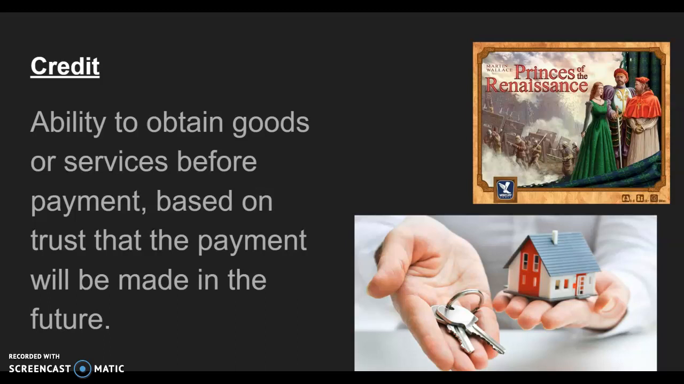A lot of you are like, well, what if that trust is broken? What if you try to buy that house, but then you're not able to make the payments on time, and then you never pay off the house? Well, a lot of times the bank will be able to seize your house. A lot of times the bank will be able to seize your car. So there are methods by which credit, and the trust between the customer and the bank who gives the loan to buy whatever good or service you're trying to get, can still be maintained on a citizen-wide level.